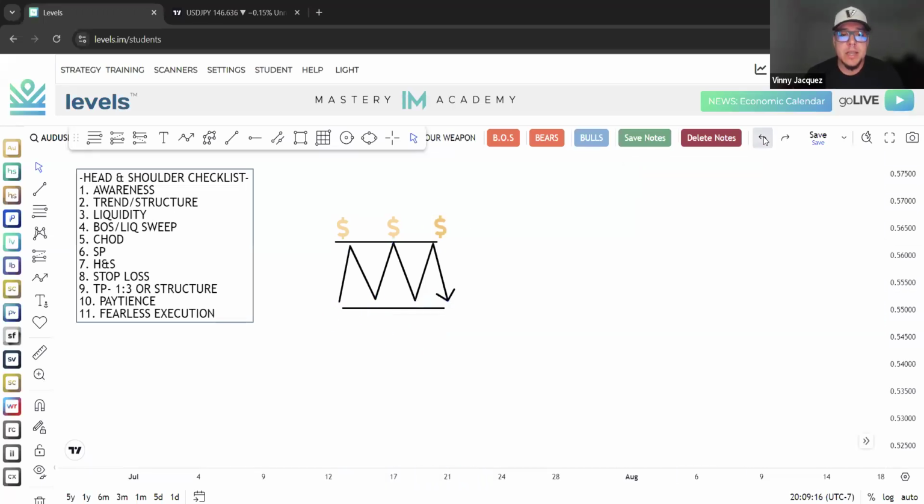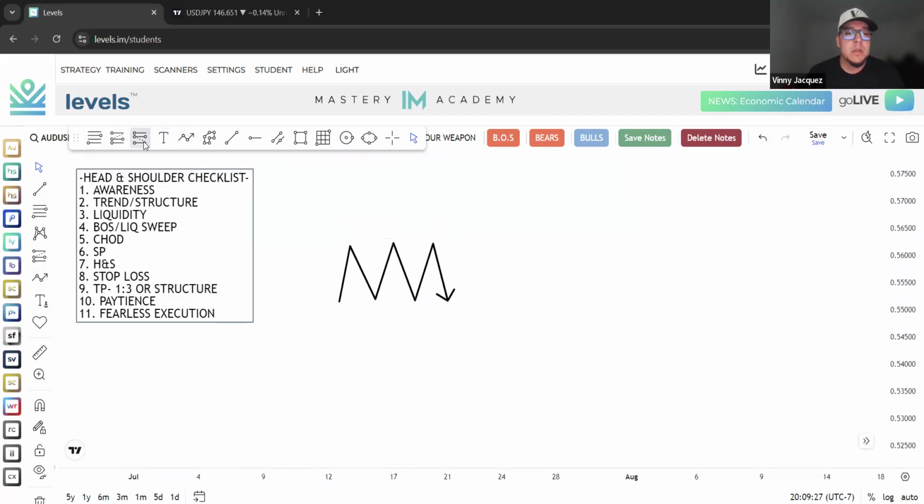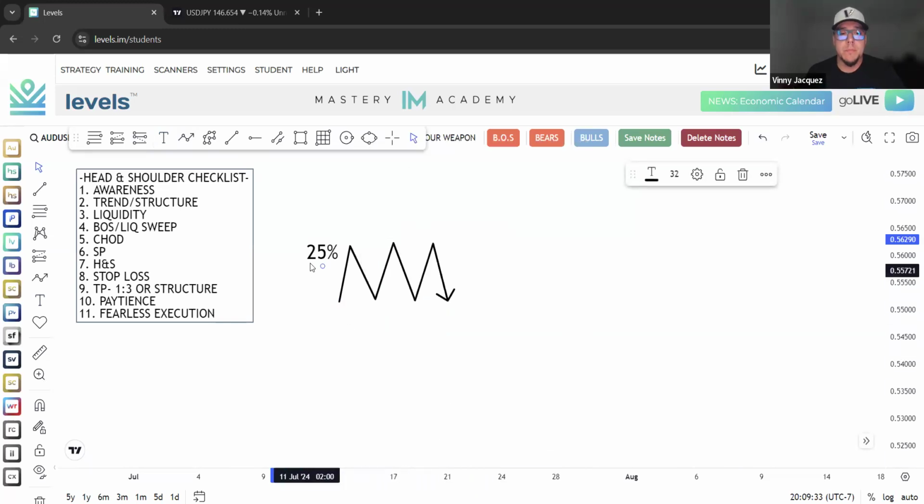Now, the consolidation, guys, this is 25% of the setup. Give me a 1 if that makes sense. We need to see consolidation, and that consolidation will be 25% of the setup. Give me a 1 if that makes sense, guys. Awesome. And again, we know this is support and resistance.